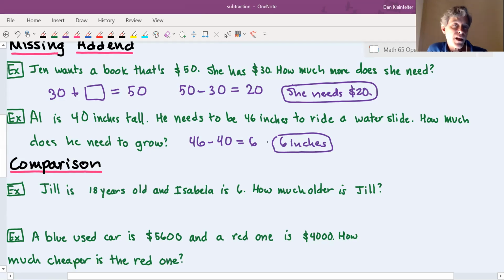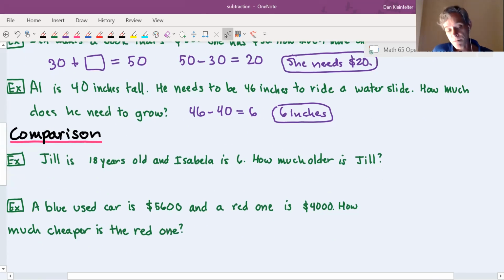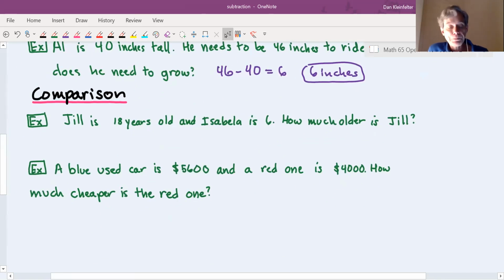Okay, so what's important to note here is that although we're doing a subtraction to answer this question, it's because we're trying to find an amount needed to make a certain total. We're not taking anything away here, which is why you might not think subtraction at first glance. Okay, but if you're trying to figure out how much more is needed to reach a certain total, that's a missing addend subtraction type problem.